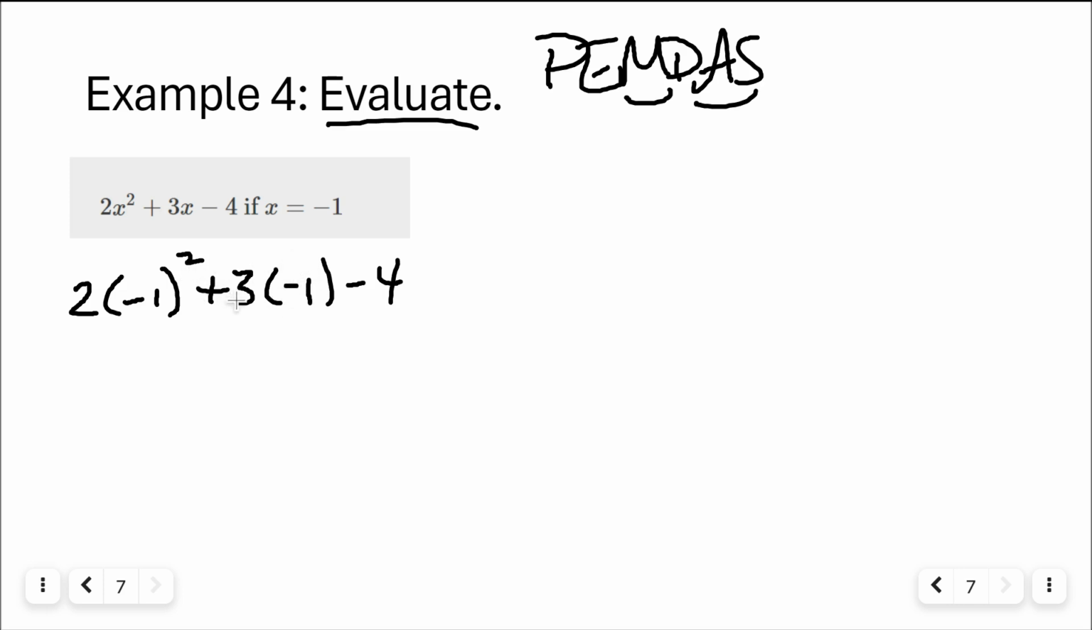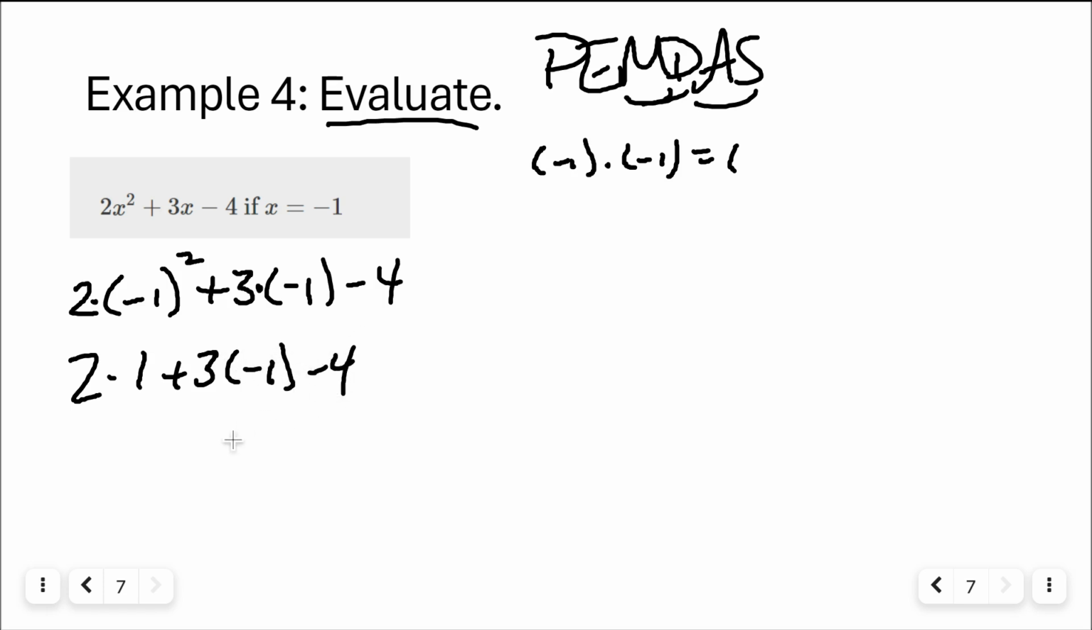The operation between the 3 and the -1 is multiplication. The operation between the 2 and the -1 squared is multiplication. Okay? So it just falls in whatever order the multiplication is. But -1 squared comes first. It's an exponent. -1 times -1, that's 1. So that's now 2 times 1 plus 3 times -1 minus 4.